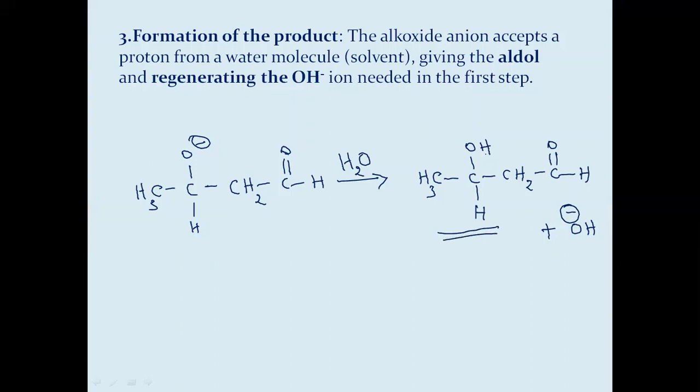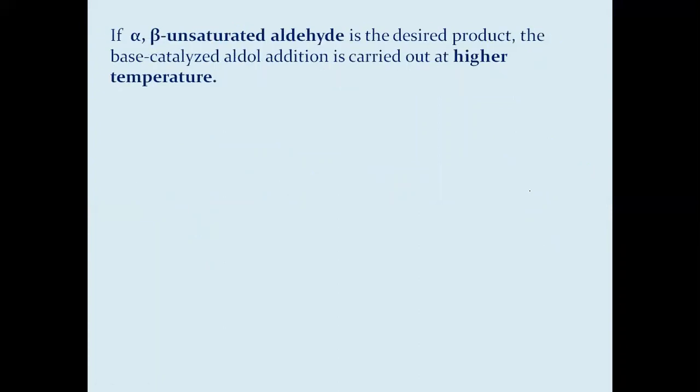We know that there is an OH group present here and the aldehyde group present here. Specifically, we call it beta hydroxyaldehyde because this is the alpha carbon and this is the beta carbon. The hydroxy group is present on the beta carbon, so we call it beta hydroxyaldehyde, or in common words, aldol. Finally, if we want to prepare an alpha beta unsaturated aldehyde, then we have to conduct this experiment at a very high temperature. So how do we do this?